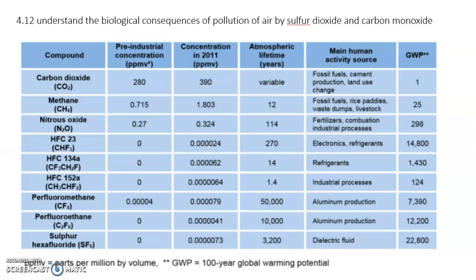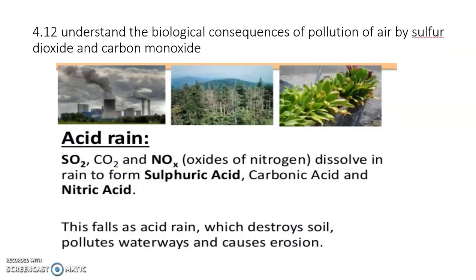So to think about the next part of the syllabus, it's this one here. We need to understand the biological consequences of pollution by sulfur dioxide and carbon monoxide. And just remember that these two are not greenhouse gases. Where do they come from? They both come from the burning of fossil fuels and industrial processes.